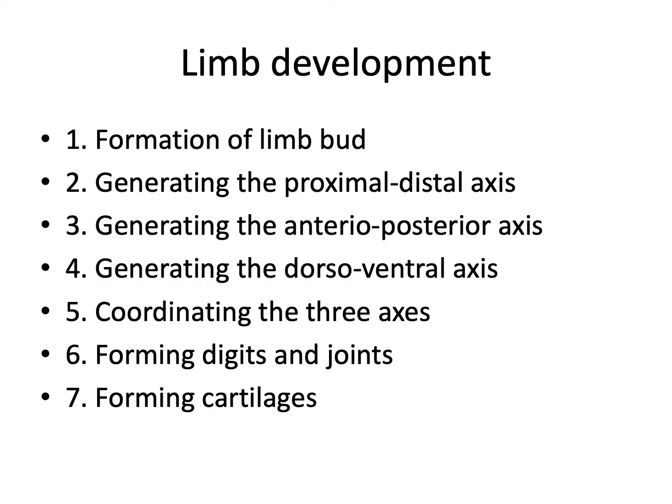So limb development, again, looking at both questions, what do I need to talk about? I need to talk about formation of the limb bud, how does that work, from initiation to actual final digit formation. You need to talk about generation of the proximal-distal axis, the anterior-posterior, and dorsal-ventral, and this goes back to that diagram I just showed you earlier on. How do these three axes work together, and how do they form digits and joints and form cartilage?